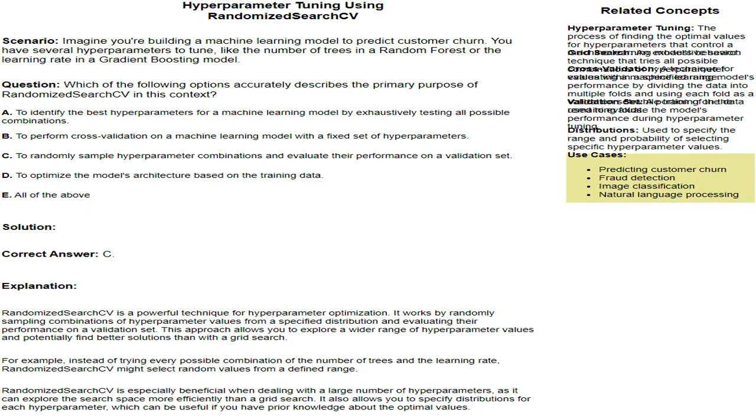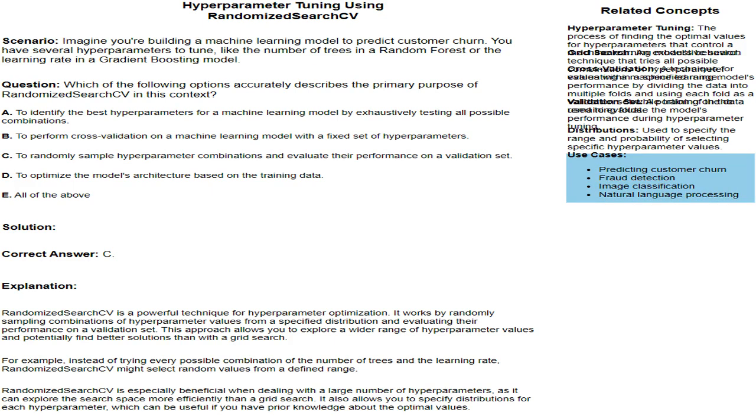Predicting customer churn. By tuning hyperparameters of a churn prediction model, you can improve the model's accuracy in identifying customers likely to churn, allowing businesses to take proactive steps to retain them. Predicting customer churn, fraud detection, image classification, natural language processing.